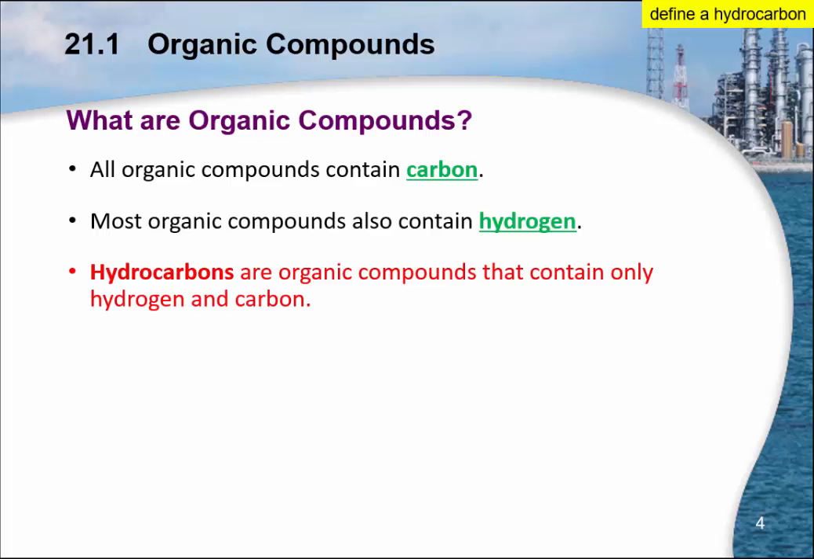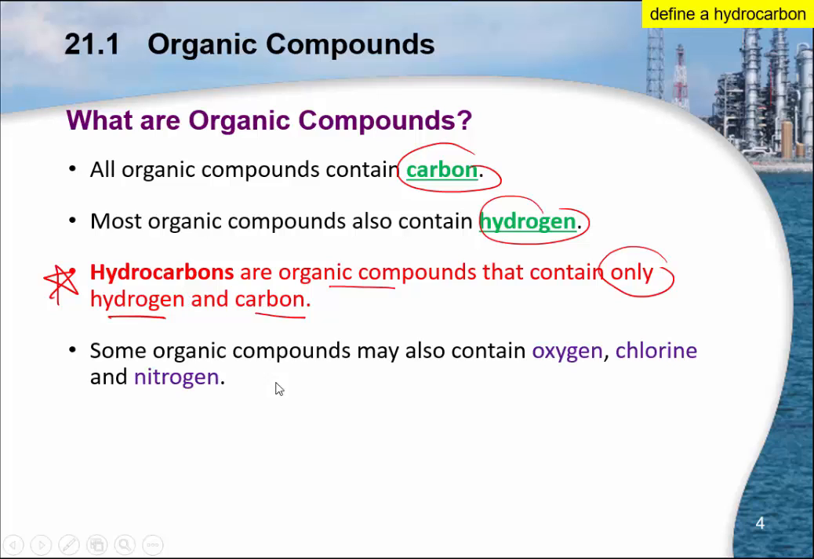Before we start, what are organic compounds? All organic compounds contain carbon. Most organic compounds also contain hydrogen. And very important, the definition of hydrocarbons. Hydrocarbons are organic compounds that contain only hydrogen and carbon. Some organic compounds may also contain oxygen and chlorine and even nitrogen, but they are not hydrocarbons because hydrocarbons contain only hydrogen and carbon.